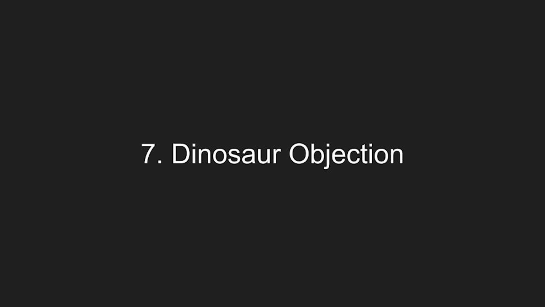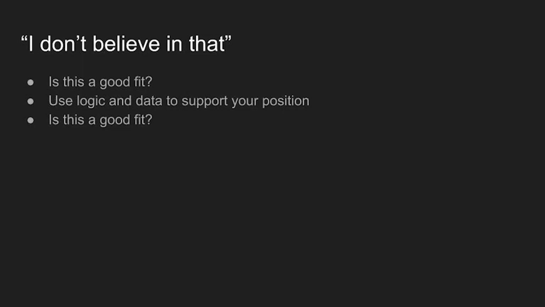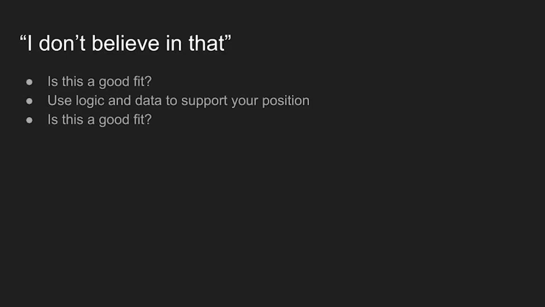Number 7, the dinosaur objection. This is an interesting one, and you get this occasionally. It's like, well, I don't believe in that, or hey, it's only a 30-year mortgage. That's what I do, there's no other options. Just a sense that this is the way I've done it in the past, and I'm fixed in my way. I don't really want to hear anything innovative, anything new. There's a couple different ways here. The first thing you want to assess is: is the client going to be a good fit?